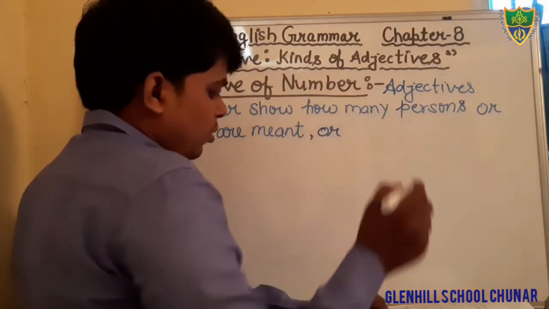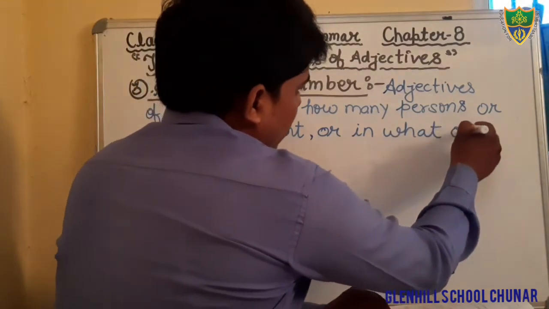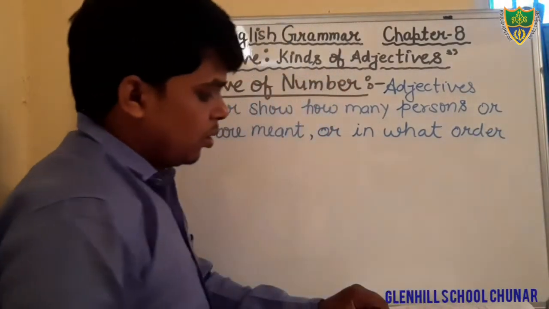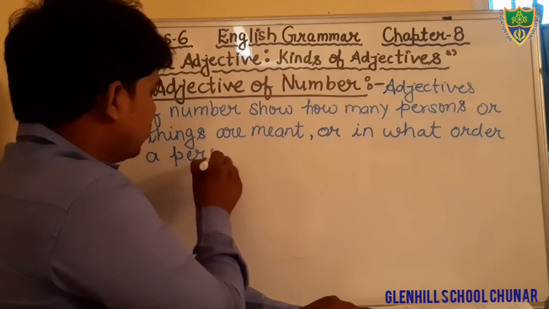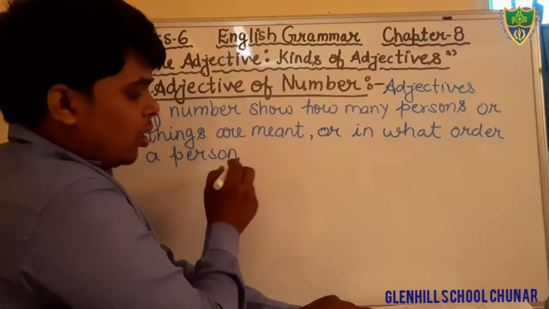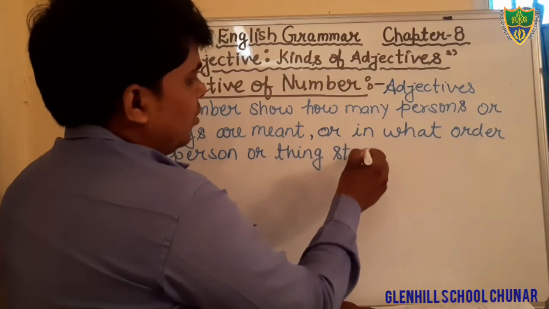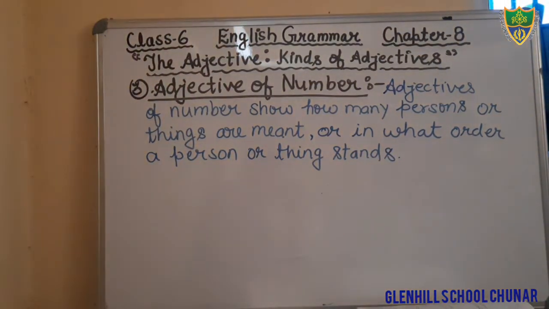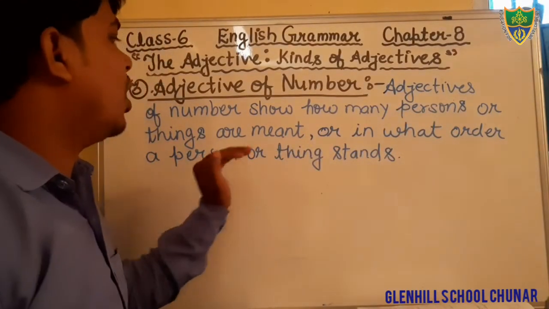Or in what order a person or thing stands. Okay, students, just write out. Adjective of numbers shows how many persons or things are meant, or in what order a person or thing stands.